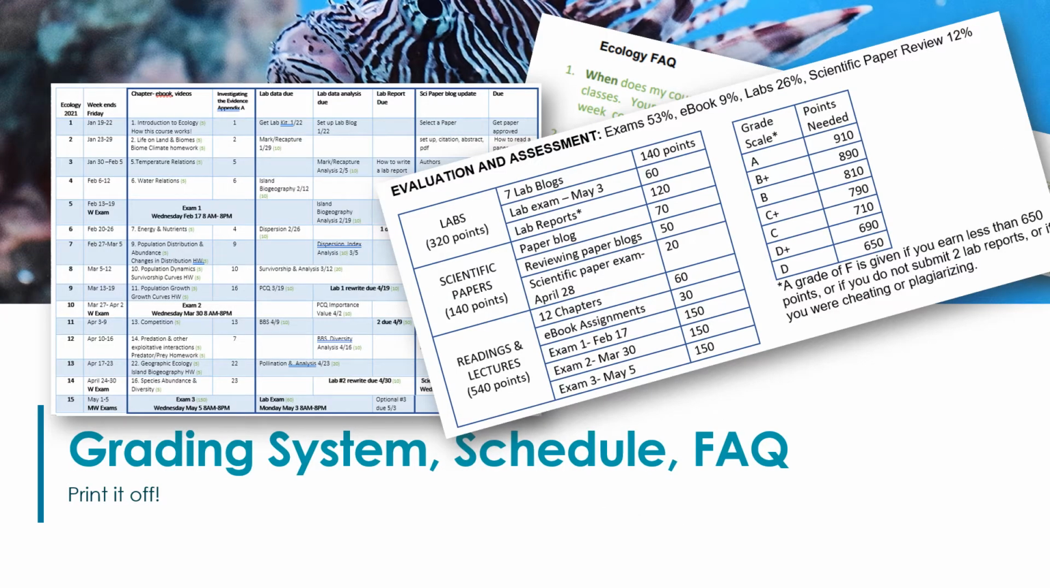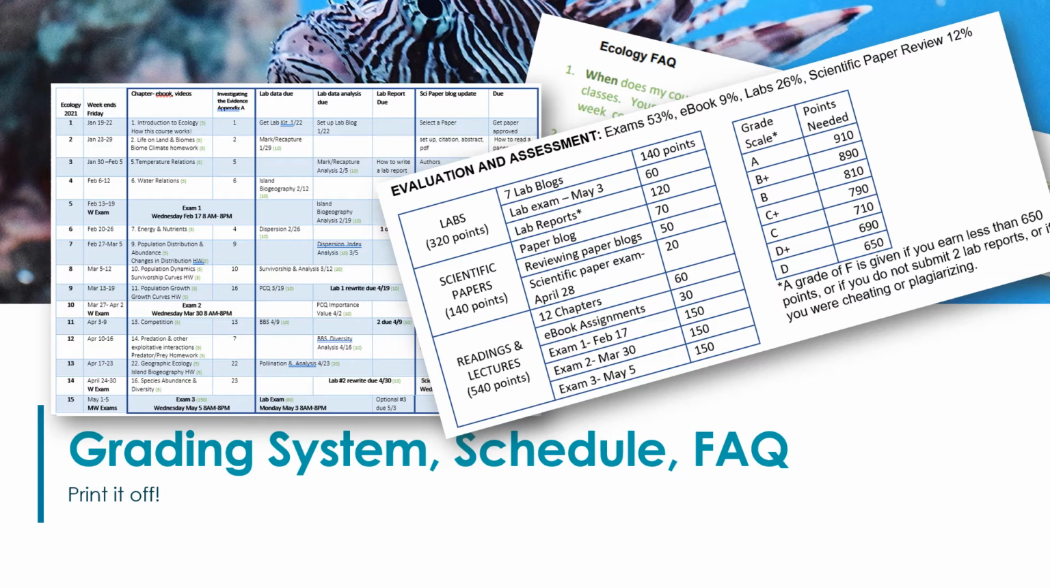The complete schedule is found in the syllabus. It'll have the due dates for everything listed there, what you're doing every single week. So we organize it on a week-by-week basis. The syllabus also includes the points associated with every assignment that we do. And the grading scale is a point-based scale. So depending on how many points you earn over the course, that's going to determine whether you get an A or B or whatever your grade is.